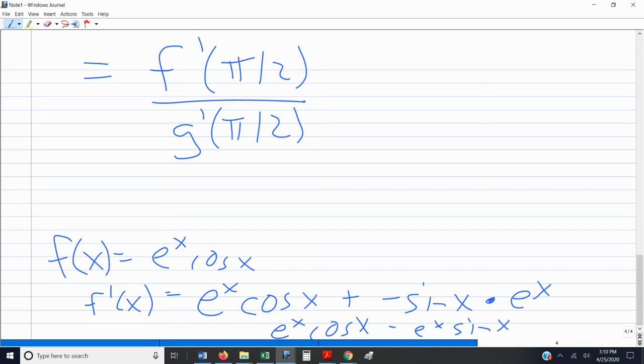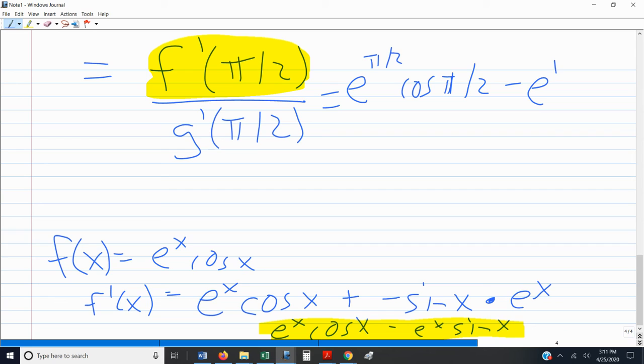So f prime of pi over 2 means that you are taking pi over 2 and plugging it into the derivative, right? So pi over 2 is going into f prime, the derivative, and that is going to look like e to the pi over 2 cosine pi over 2 minus e to the pi over 2 sine pi over 2. Okay, so pi over 2 has been plugged into the derivative.